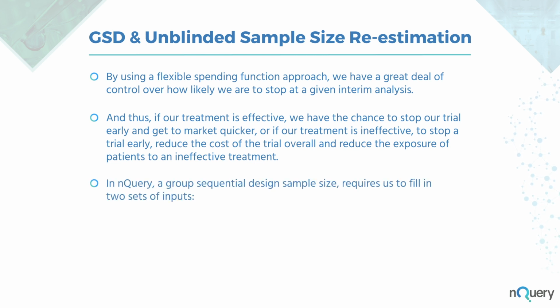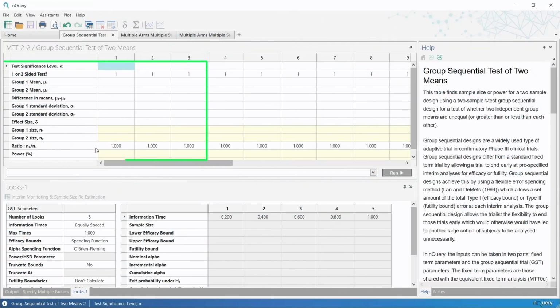In nQuery, a group sequential design sample size requires us to fill in two sets of inputs: the fixed term inputs and the group sequential inputs. The fixed term inputs are in the top left table. These are equivalent to the same inputs that we required for a fixed term analysis, in this case a z-test since we are comparing means.